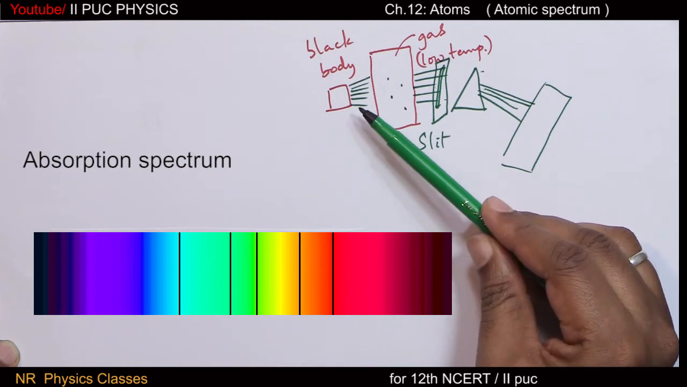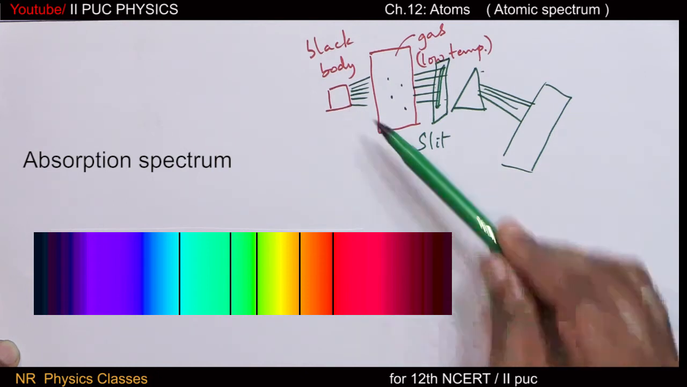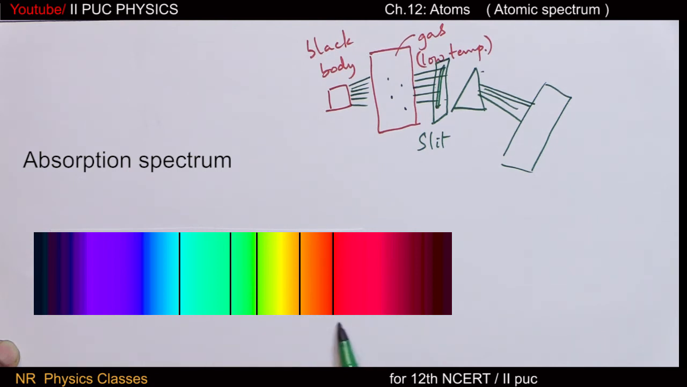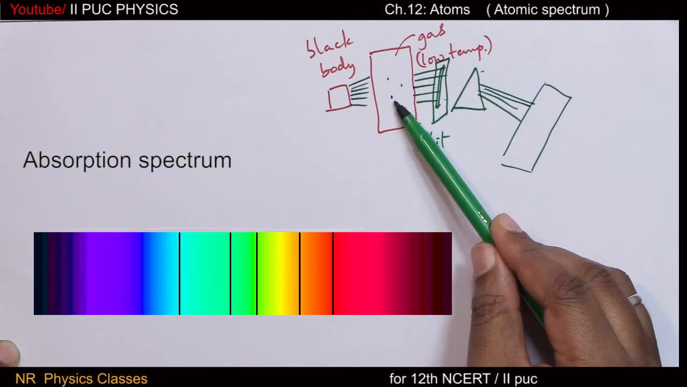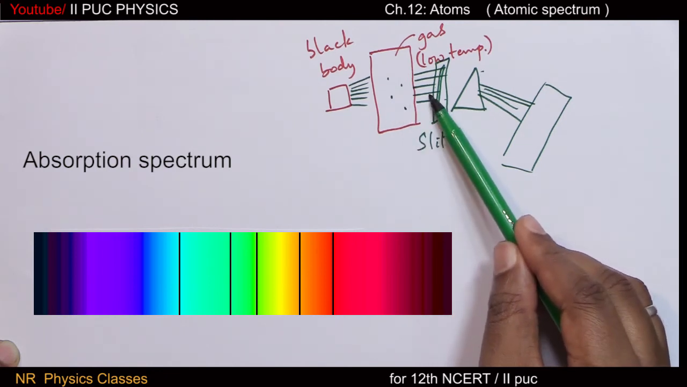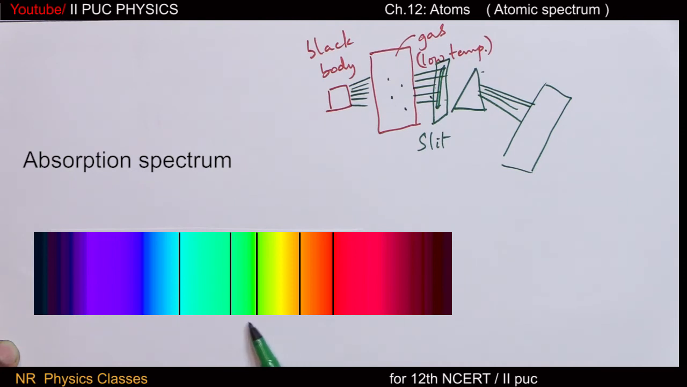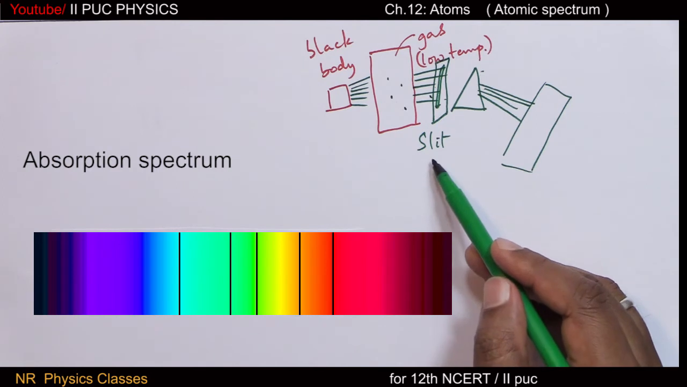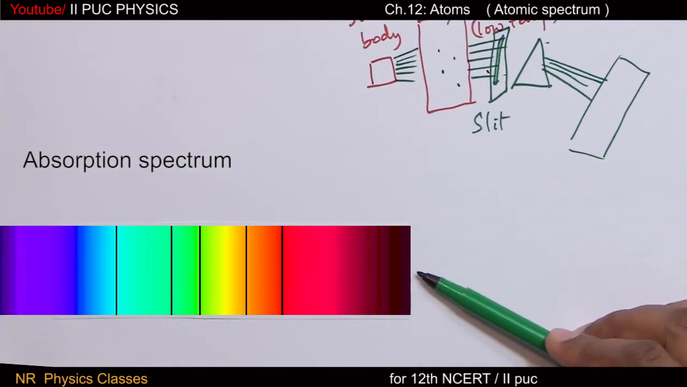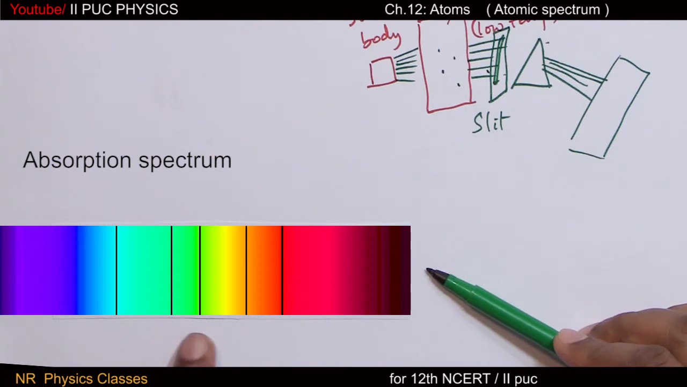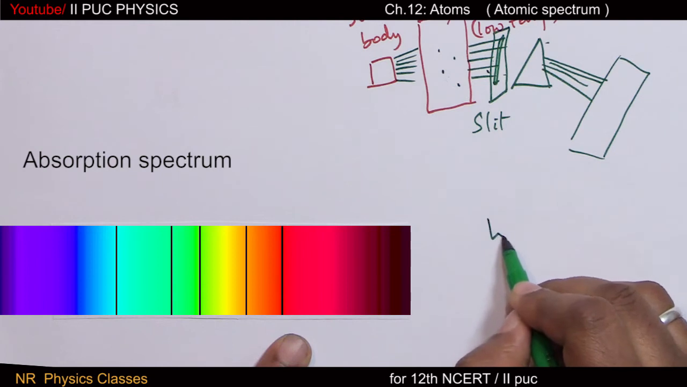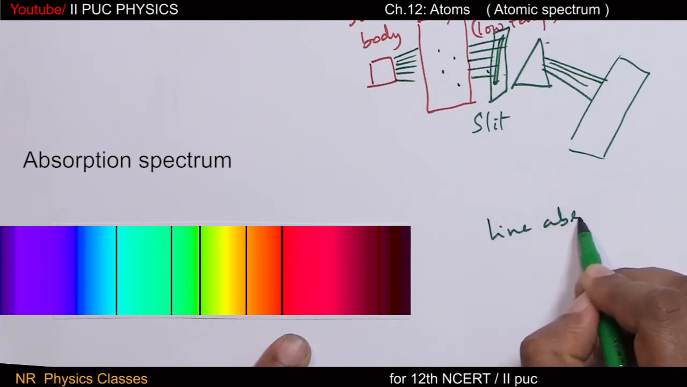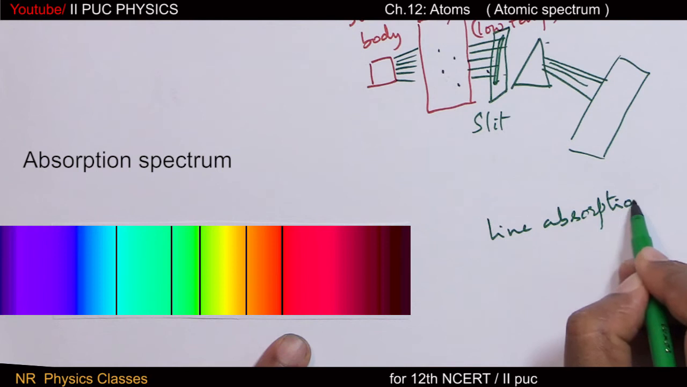Let me explain in brief. Black body is giving all wavelengths. That gives this background. This gas can absorb few wavelengths. They can absorb few wavelengths means those wavelengths are absent here. And absent wavelengths means these are the absent wavelengths. So what is the nature of absorption spectrum? Bright continuous colored background with dark lines. Dark lines means line absorption spectrum.